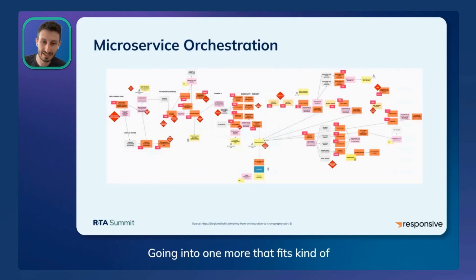Going into one more that fits pretty squarely into the stream processing realm is microservice orchestration. So this is a real-time use case where microservices interact with one another, instead of through RPCs, through an event bus. And this event bus is typically implemented on something like Kafka, and then each of the applications are written with stream processing as their backbones.